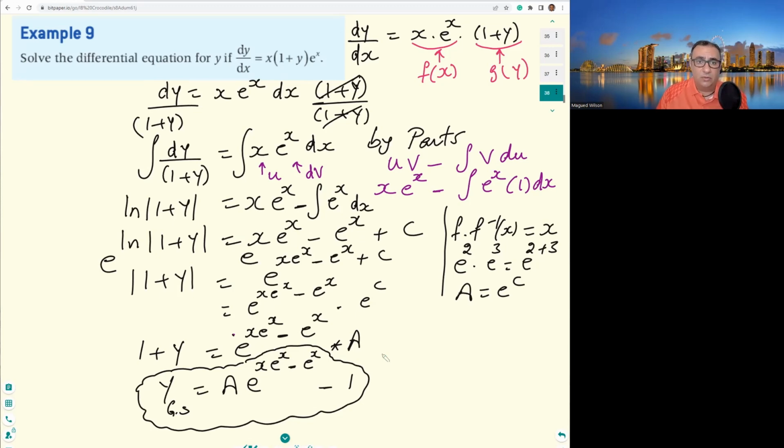So the bottom line here is to recognize first that it is separable, then separate the variables, then integrate using your integration skills, and find y as a function of x.